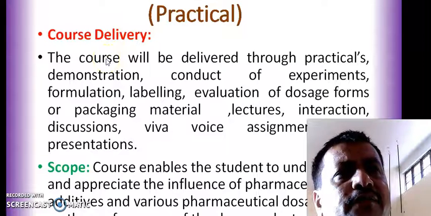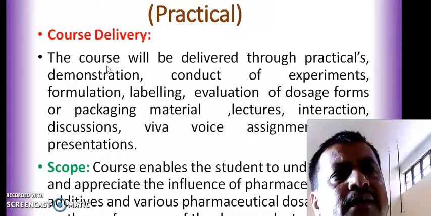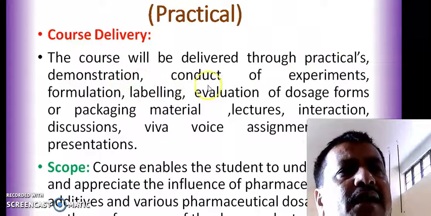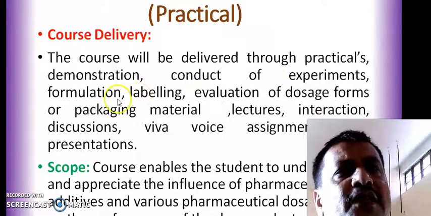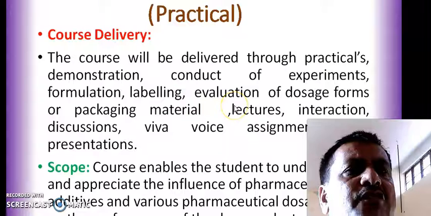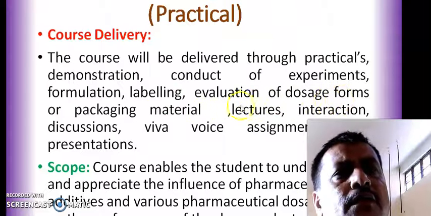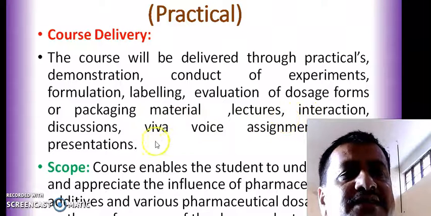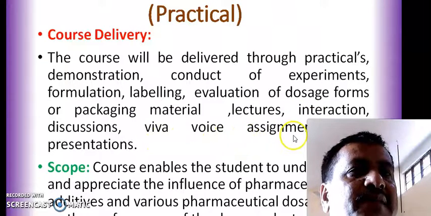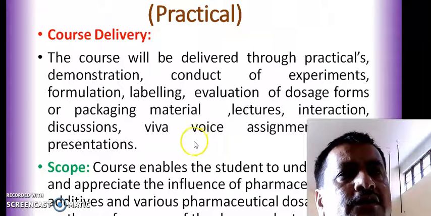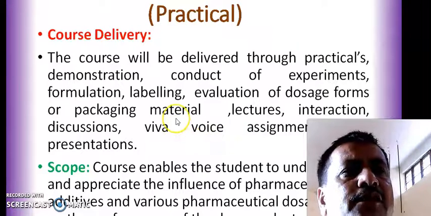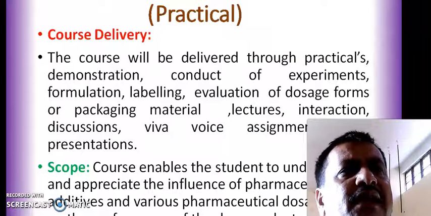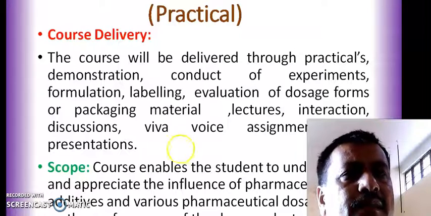Now the course delivery for Industrial Pharmacy 1 practicals will be through practicals, demonstration, conduct of experiments, formulation, labeling, evaluation of dosage forms or packaging materials, lectures, interactions, discussions, viva voce, assignments, and presentation. So these are various ways by which we are going to deliver the content for Industrial Pharmacy 1 practical.